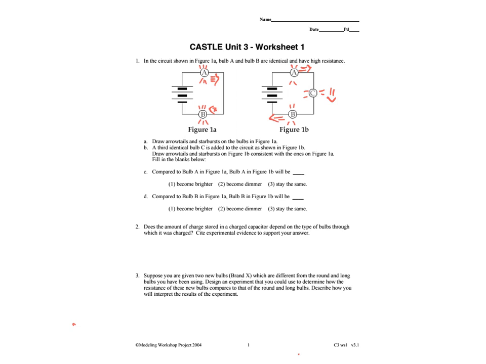Part C, compared to bulb A in Figure 1A, bulb A in Figure 1B will be dimmer. And compared to bulb B in Figure 1A, bulb B in Figure 1B will be dimmer. So the key to this question is understanding that adding bulbs in series increases the resistance of the circuit.